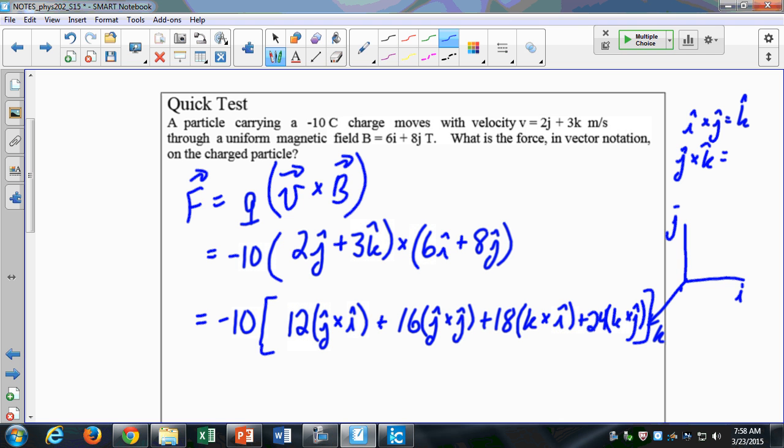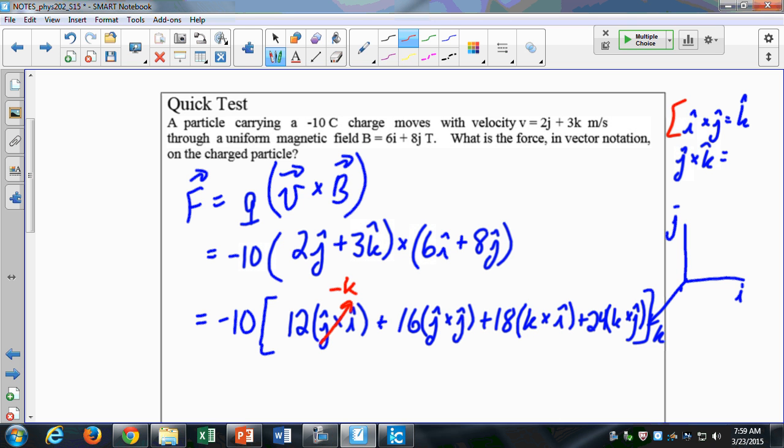I got it to this point. We just did FOIL, first, outer, inner, last, and multiplied out those two terms. And then comes the point where you need to find what these are equivalent to. Let's see, J cross I is what? Negative K. So I know that I cross J is equal to K. If you forget this, you can use your right-hand rule. You can say I, J, and then your thumb comes out of the page. So I cross J is equal to K, and so the reverse of that, J cross I, is going to be negative K.